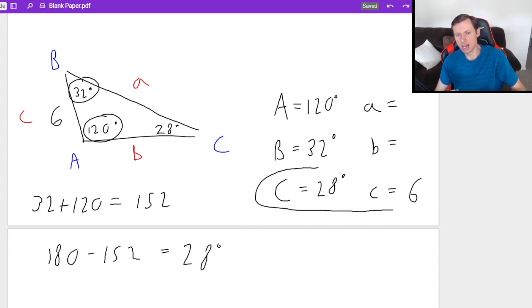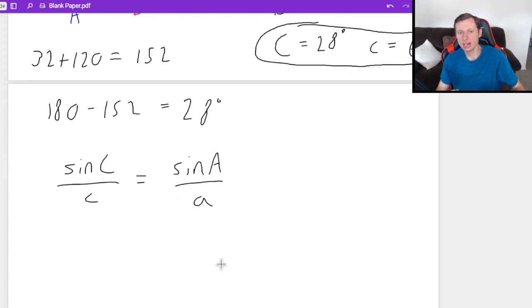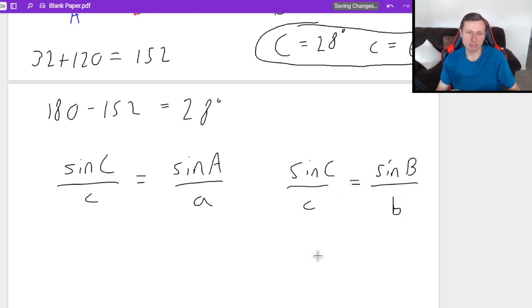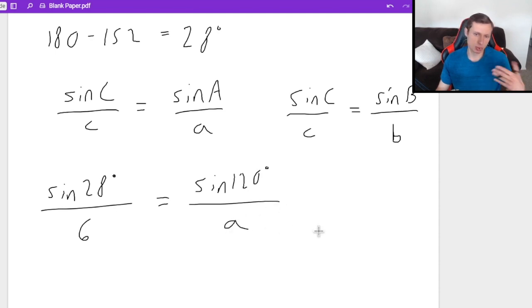So now I have side C and angle C, so I can use law of sines to find A and B, the missing side lengths. And here's what I'm going to write, one at a time. I'm first going to do sine C over C equals sine A over A, and then after that I'll do sine C over C equals sine B over B. And that's how I'm going to find both missing sides. So the sine of 28 degrees over side length C, which was 6, equals sine of A, which was 120, divided by side A, which is what I'm solving for.